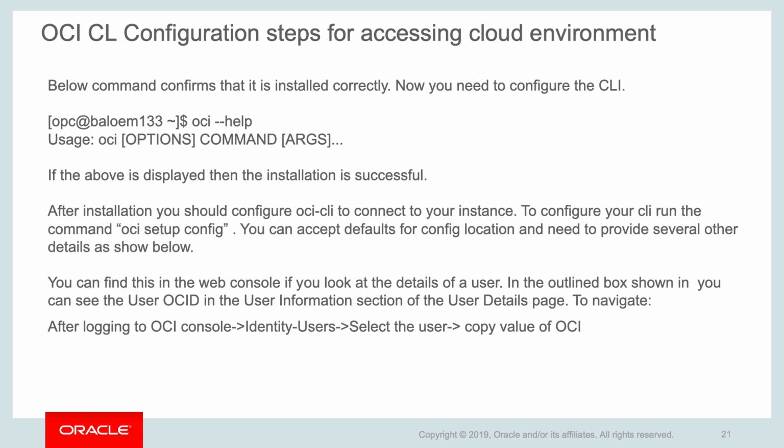In order to configure this CLI, you basically use a command called OCI setup config. You can accept the defaults for config locations and need to provide several other details, which I'm going to show you on the next screen. You can find this in the web console. A few of the inputs need the user detail, and you will find that by logging into the console. For doing that you have to go to the OCI console under identity users, and you would be able to select the user and copy values for this particular setup.